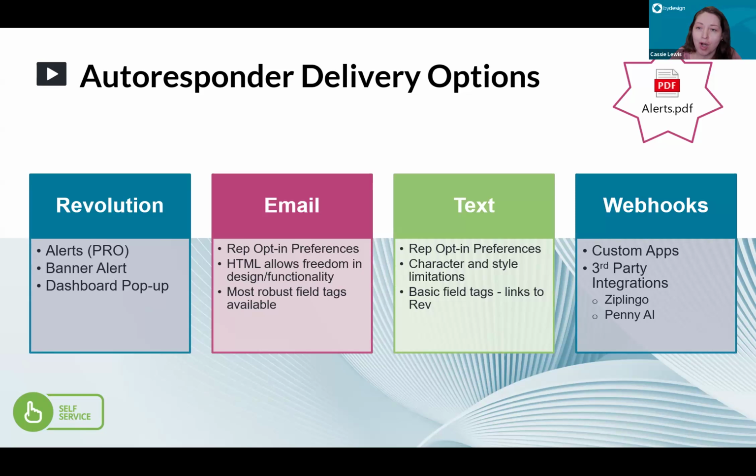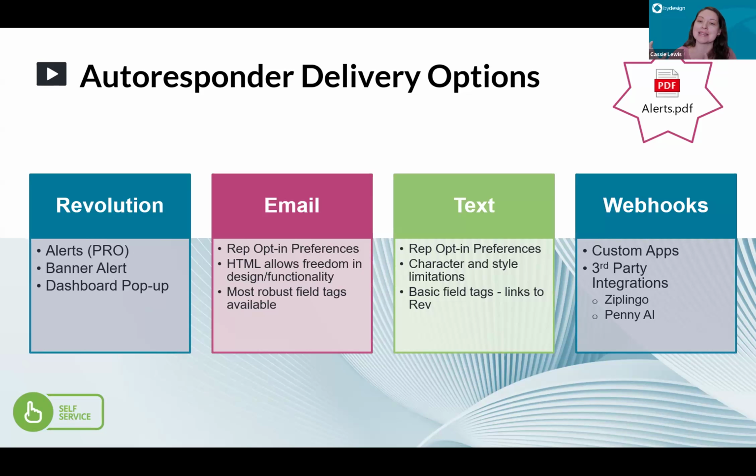And then the fourth one, which is very powerful and really the core of the integration that we have with Ziplingo, is webhooks. Webhooks is a newer delivery option that allows you to take any of our autoresponders that are in the Freedom system, which we know there are hundreds of templates there, right? Any of those can be delivered as a webhook instead of an alert, an email, or text.